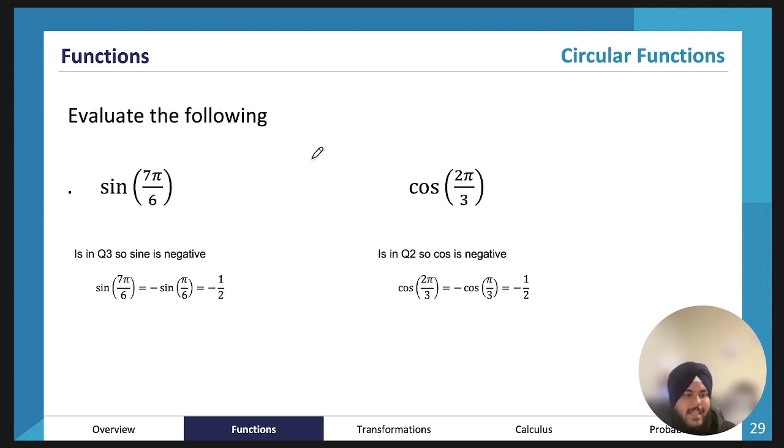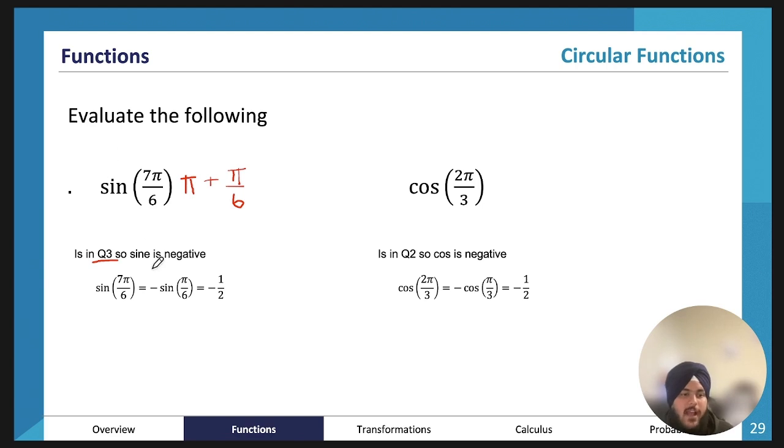So here is just an example of how we might do a question that asks us to evaluate a circular function. Let's say we're trying to evaluate sine 7 pi on 6. The first thing we need to determine is what quadrant that lies in. 7 pi on 6 can be written as pi plus pi on 6. I already know that midway of the circle is pi, so it's a little bit more than pi. Therefore this is going to be in the 3rd quadrant.